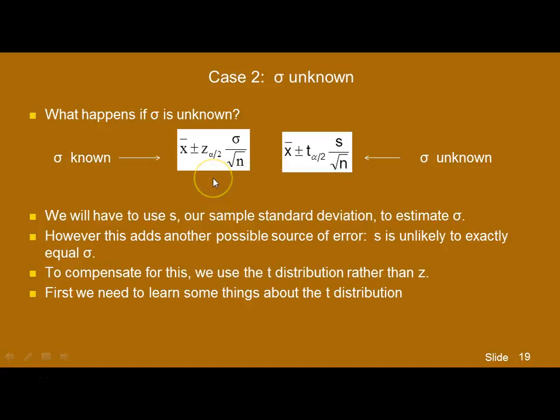In a sense, we're going to correct for this by, instead of using the z distribution, we're going to use something called the t distribution. So we will use a t value rather than a z value in the formula. And our new formula is as on the right-hand side here, x bar plus or minus t alpha over 2 s over the square root of n. First, we have to learn some things about a t distribution.